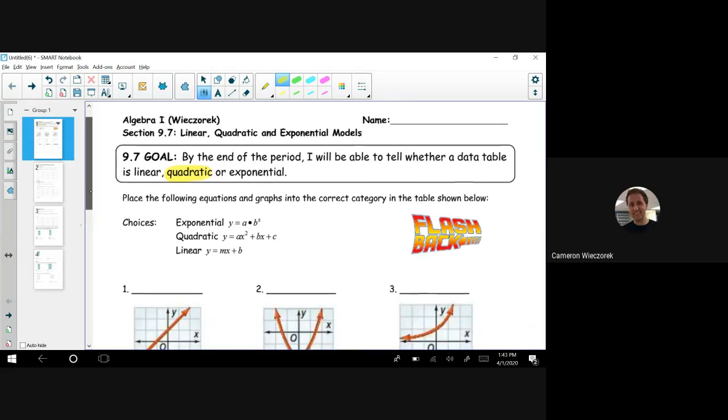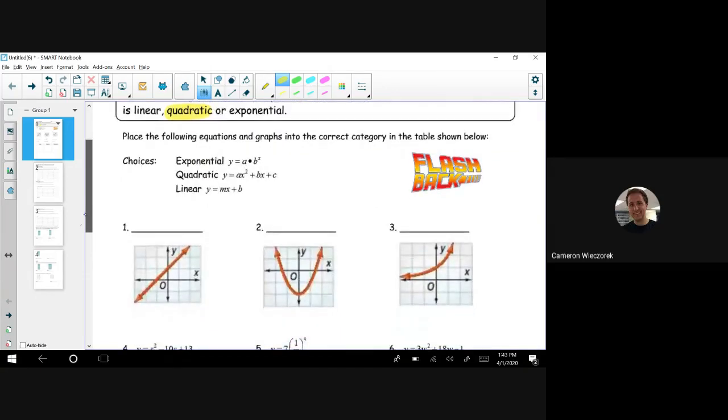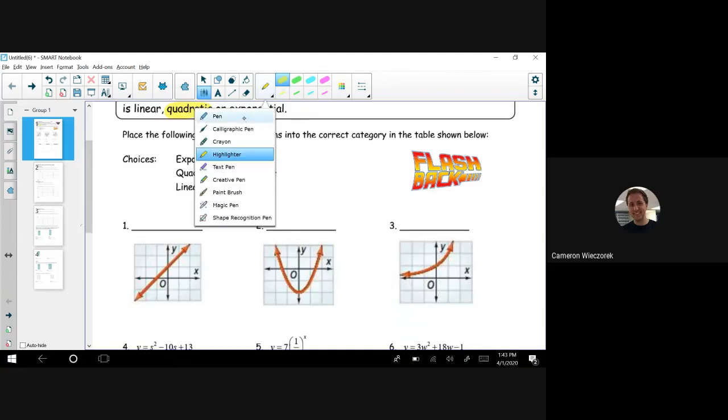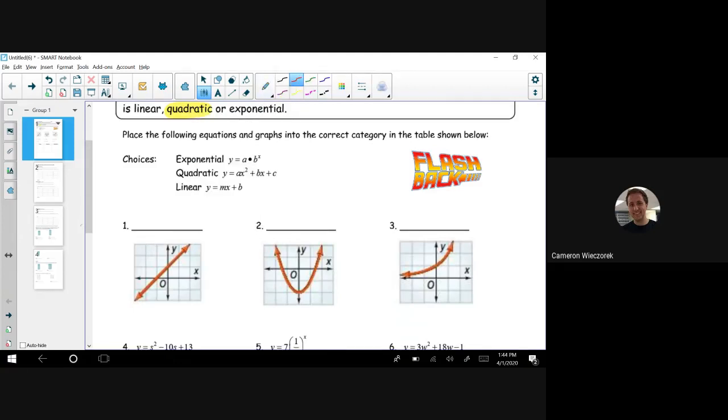Before we get into the data tables, I just want to do a quick review of how can you tell by looking at a graph or an equation if a function is exponential, quadratic, or linear. And so from chapter 7, we looked at exponential functions, which were written in the form y equals a times b to the x. Couple reminders there. A is going to be your starting value, and b is going to be your common ratio, which is that number that you multiply by that stays the same every time for the y values.